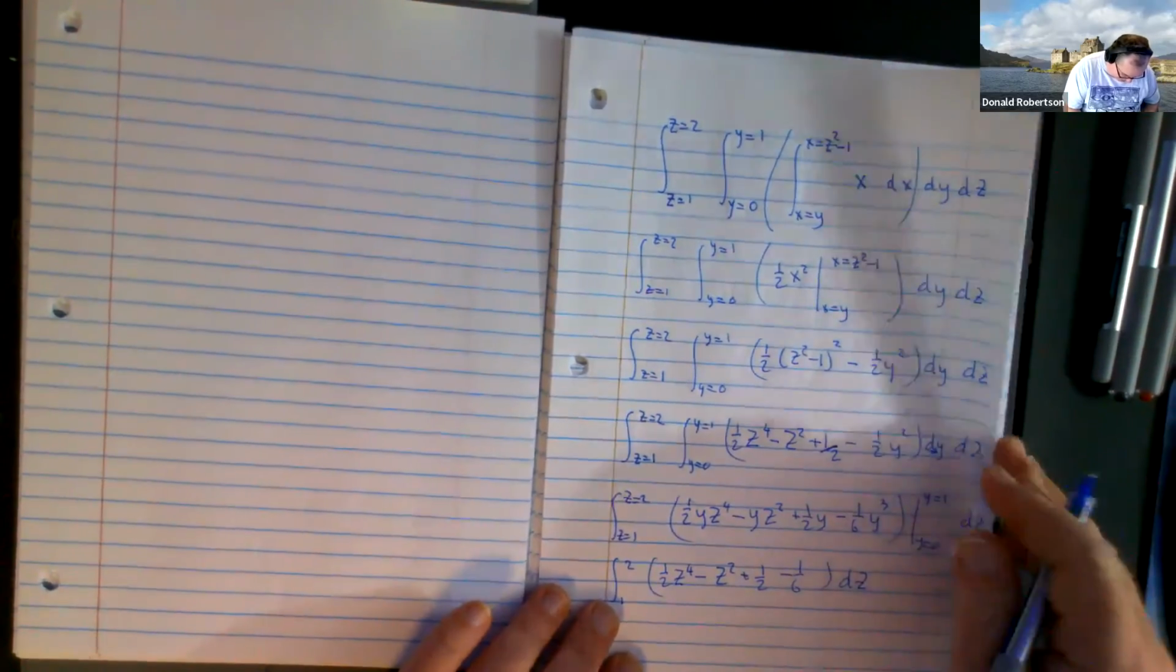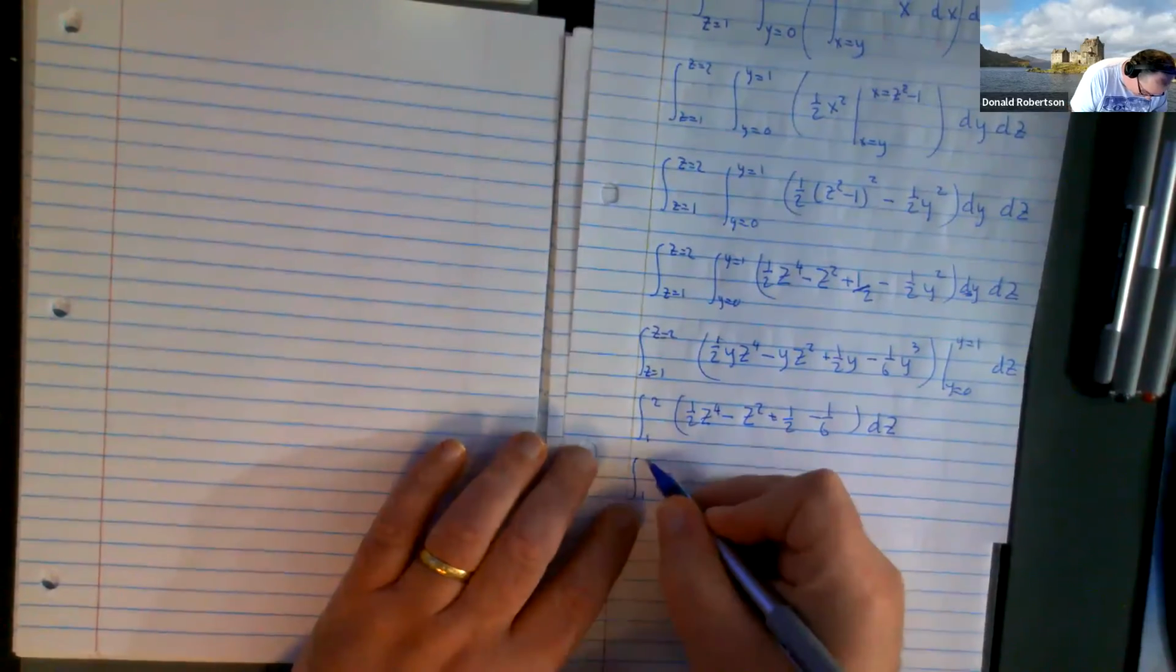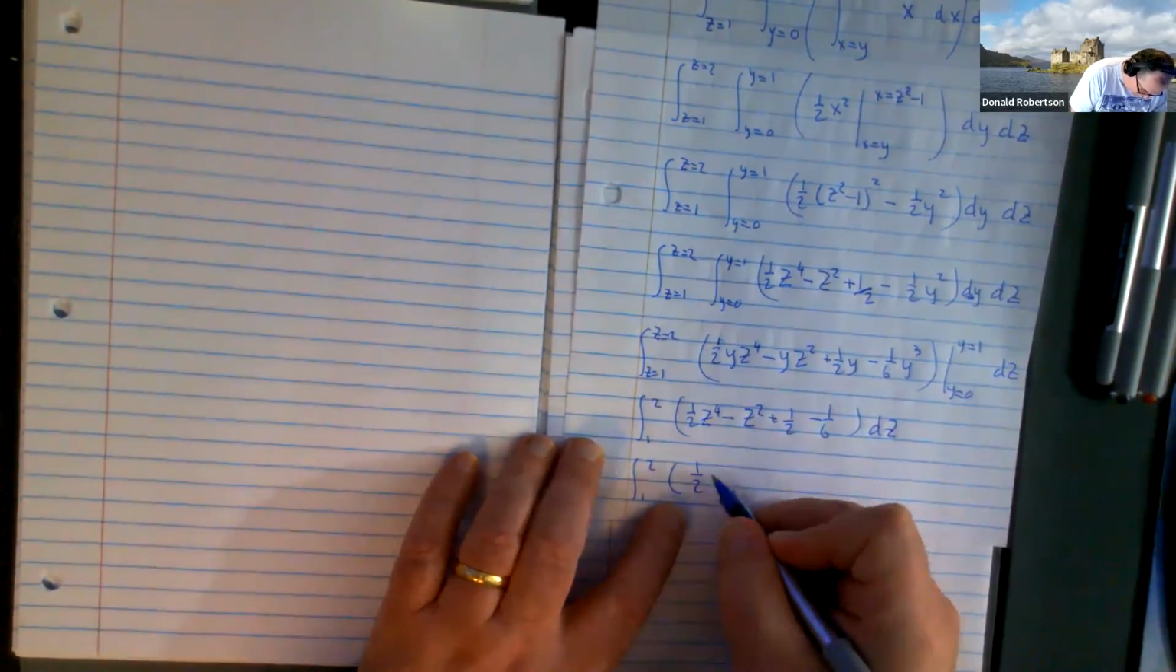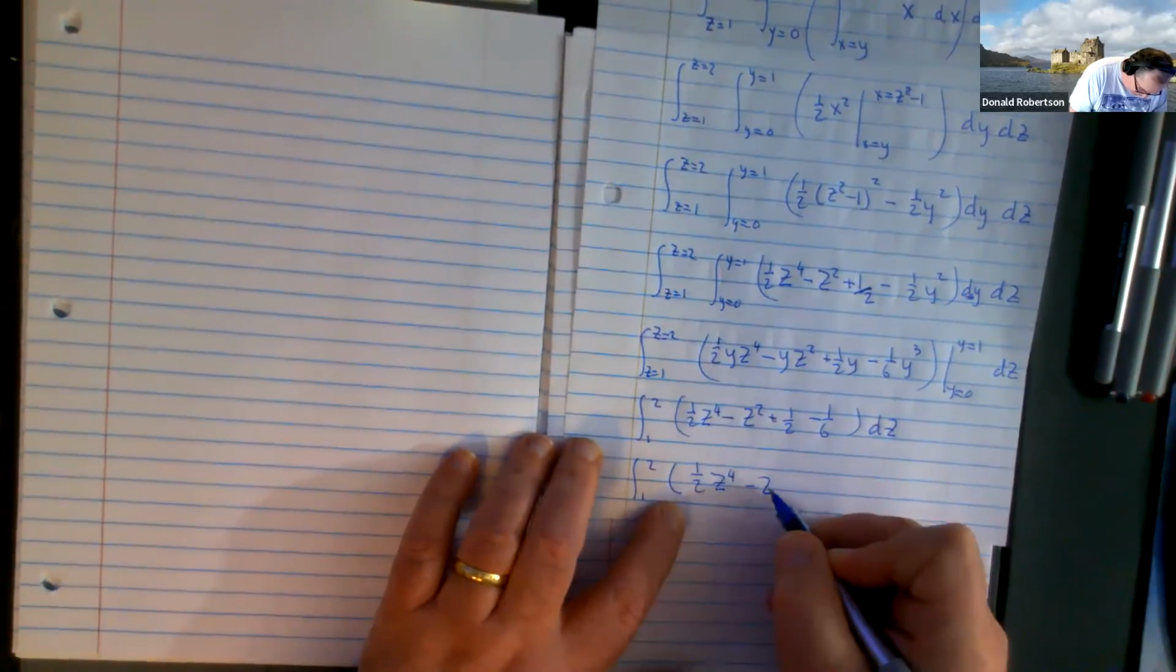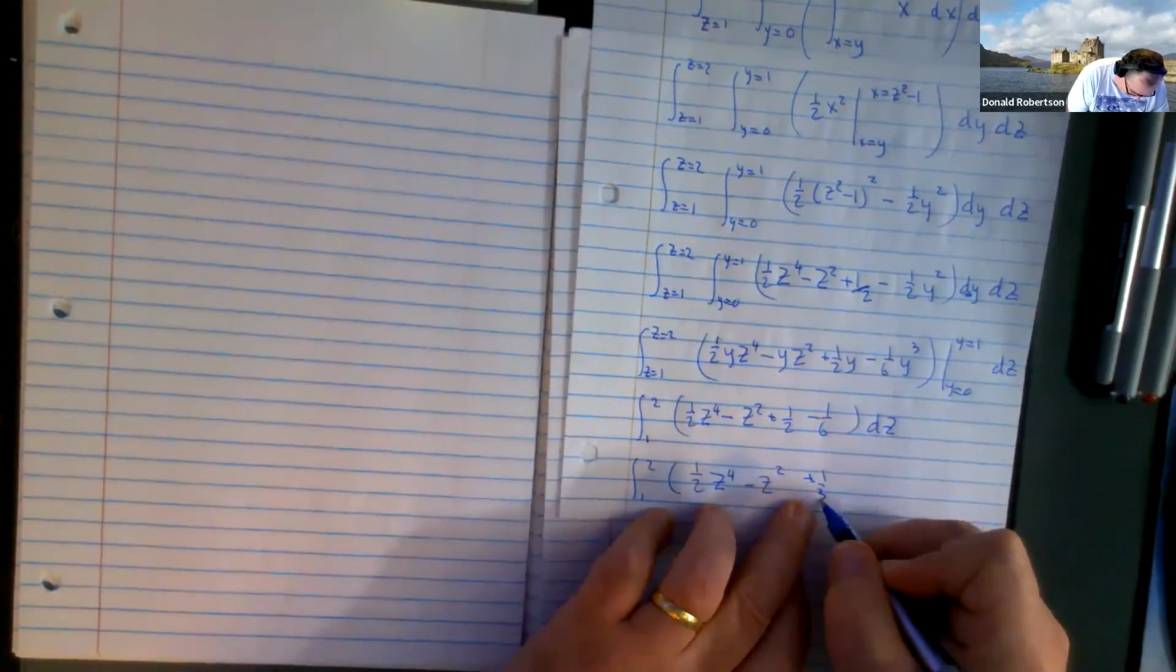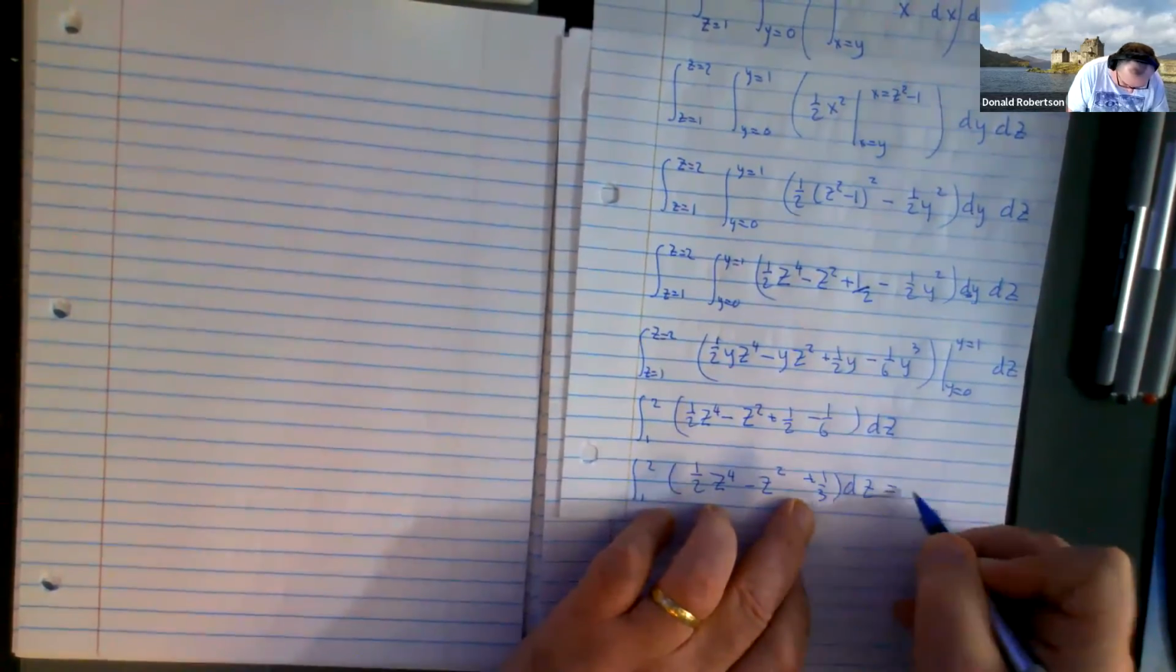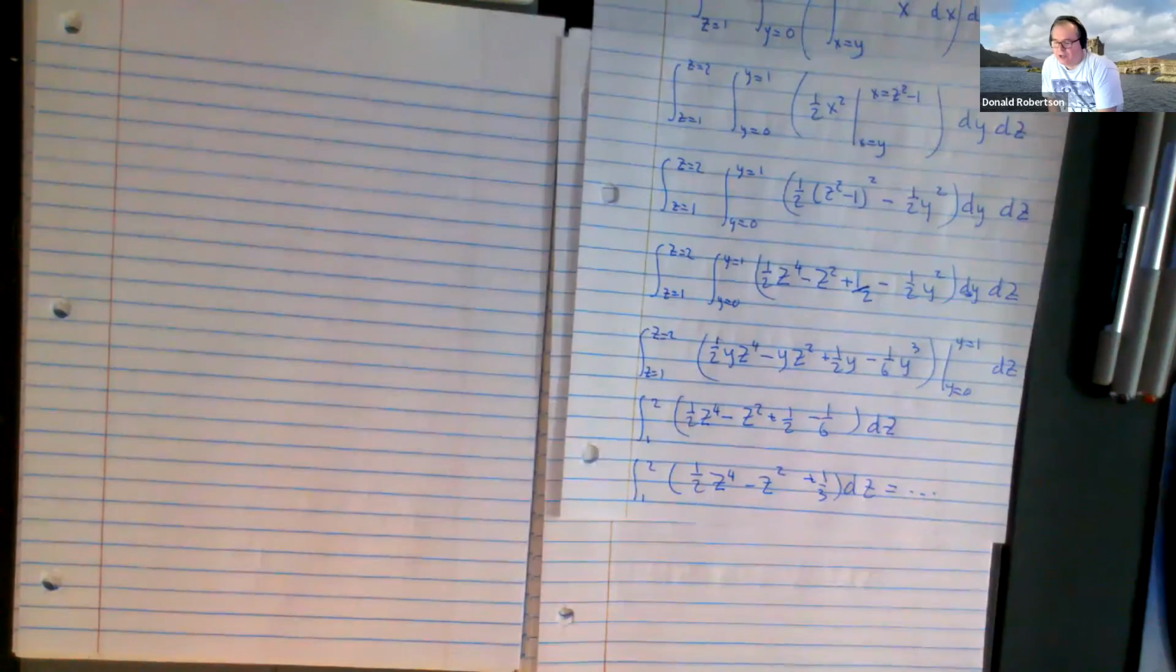That probably tidied it up a little bit. 1 half z to the 4, take away z squared, that's a third. Okay, can I just dot that guy? Isn't that now calc 2?